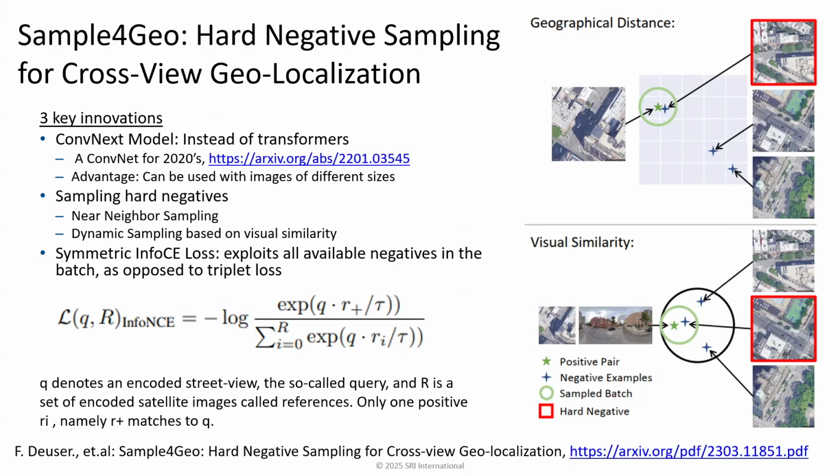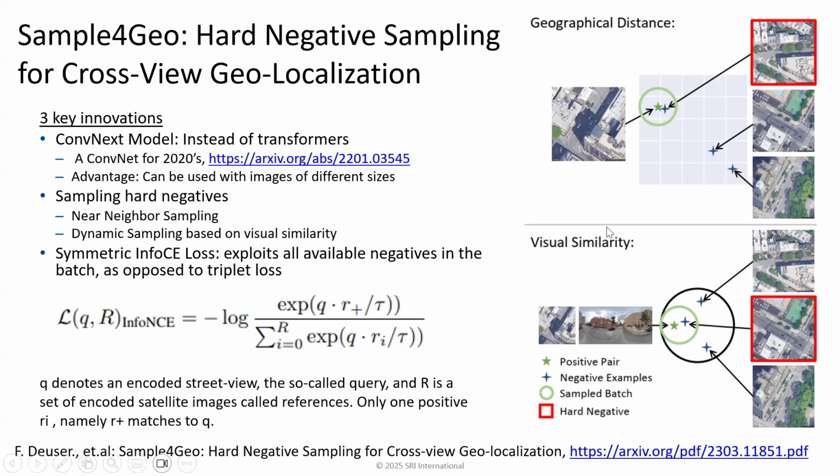So in transformers, when you train it, you've trained it with position embedding as well. And if you want to go to images of different sizes, it's problematic. If you use a CNN-based architecture, then it's easy to train with one set of images, but then use it on a different set. The other idea which they had was they sampled hard negatives.